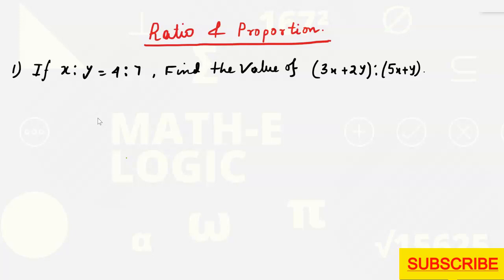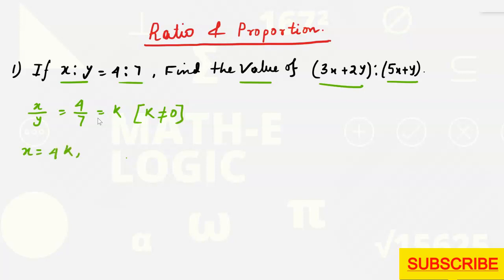In the very first question, it is given that if x is to y equals 4 is to 7, find the value of 3x plus 2y is to 5x plus y. x by y equals 4 by 7 equals k, where k is a constant and k not equal to 0. So x equals 4k and y equals 7k.